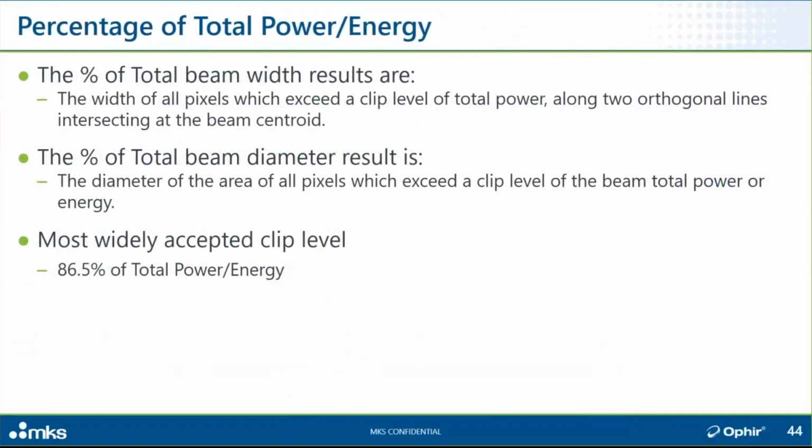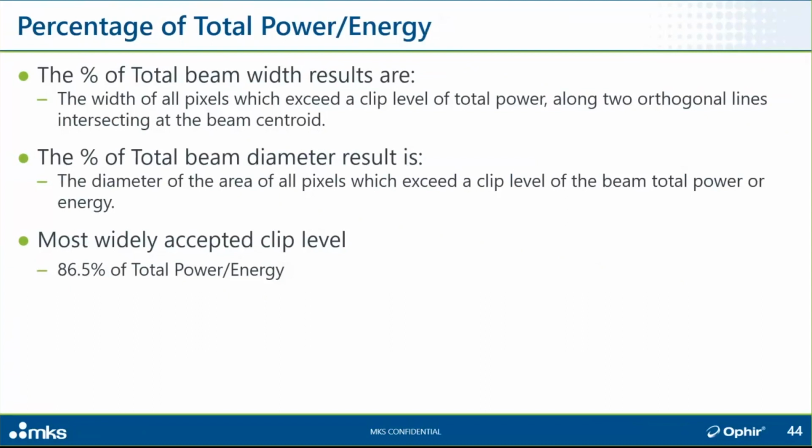Next up, we have the percentage of total power. When we're talking about power, it's always power or energy, depending on whether you're CW or pulsed. Percentage of total beam width results is the width of all of the pixels which exceed a clip level of total power. There are two methods for this result, depending on whether you need the widths or the diameter. For the widths, we're looking at two orthogonal lines of data which intersect at the beam centroid, and it's the width of all of the pixels which exceed that clip level. So you tally up all of the pixels that pass along those two 1D data sets, multiply it by your pixel width, and that gets you your beam width.